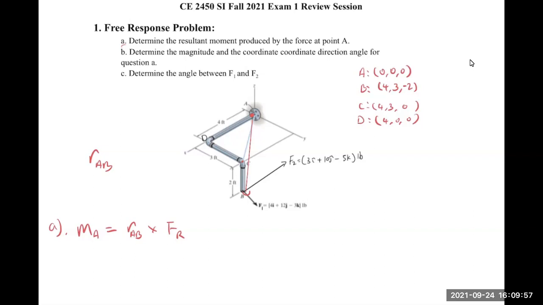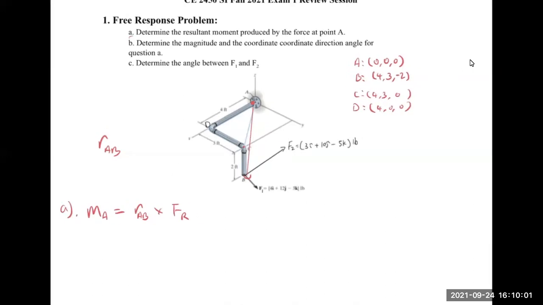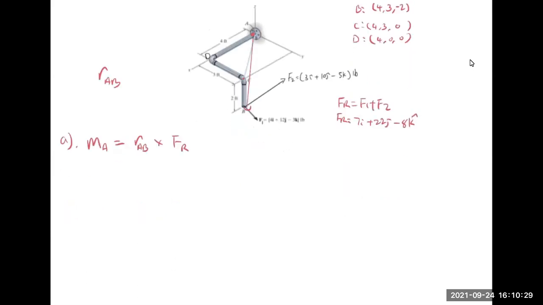Next thing we have to find out is what F_R is. We know that F_R is equal to F1 plus F2, so you basically just add them together. F_R will be 3 plus 4, 7i, plus 10 plus 12, 22j, and negative 5 plus negative 3, which will be negative 8k. And this is our F_R.